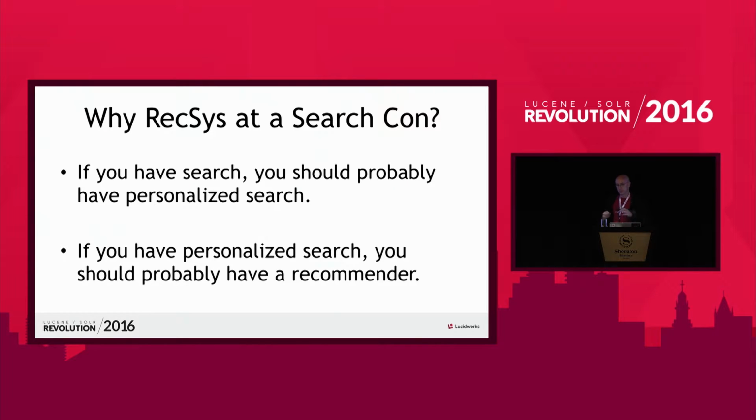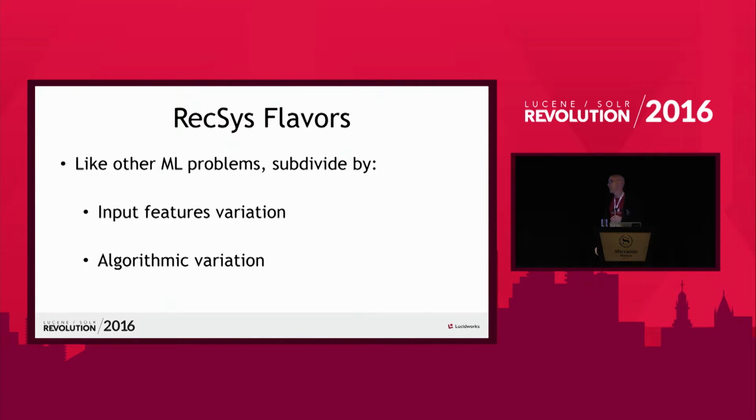So, a brief 10,000-foot view of recommender system flavors. Recommender systems are a machine learning problem. The two different ways you'll want to divide any machine learning problem are what kinds of features go into it, and what algorithms you're going to use. These are two distinct ways you'll break down categorized kinds of recommender systems.